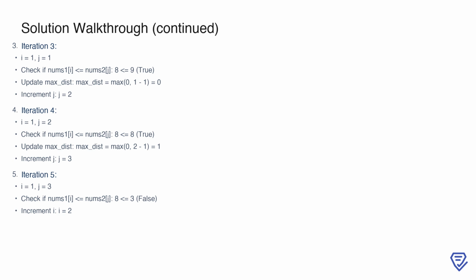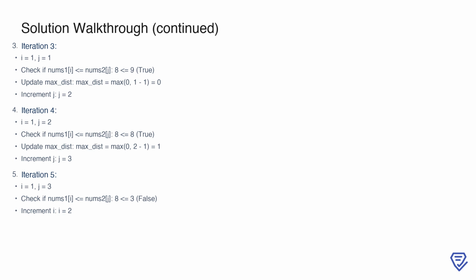In the fourth iteration, i remains at 1 and j is now 2. We compare nums1[1] and nums2[2], which are 8 and 8. The condition is true because 8 is equal to 8. We calculate max_dist as the maximum of the current max_dist 0 and j-i, which is 1. This updates max_dist to 1. We then increment j to 3.